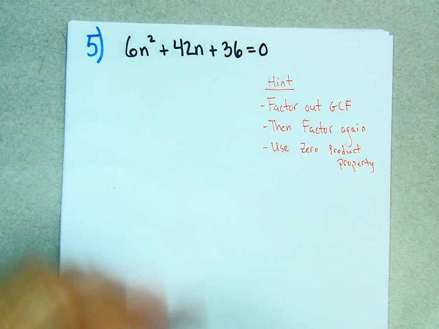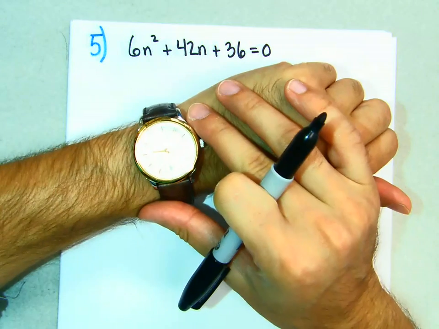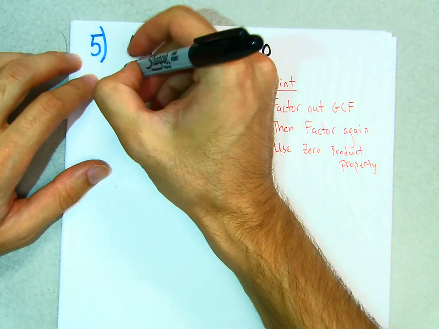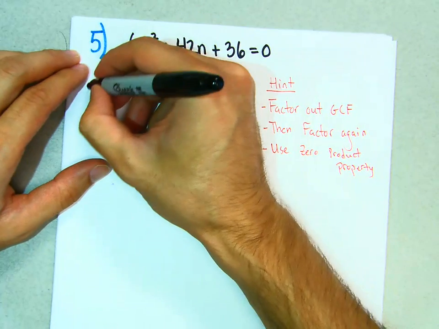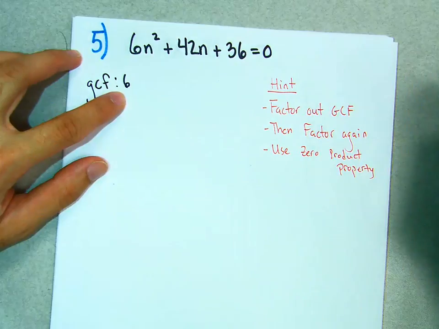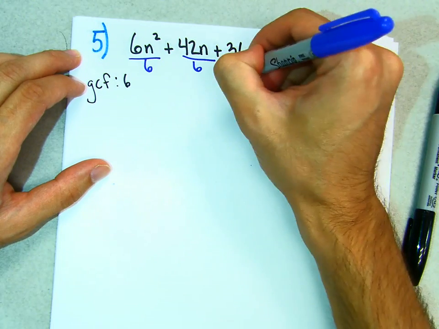If you want to see the solution, just because of time, Mr. G is running a little late, so I'm going to speed this video up a little bit. Here, the GCF is 6. So what do I do with that 6? I divide this by 6, I divide this by 6, I divide this by 6.